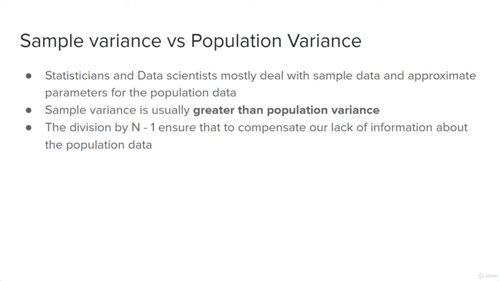So let's think about this intuitively. The population variance, it's a lot of data, so the variance should be larger than the sample variance, right? So if I calculate a sample variance, the next intuitive understanding would be, okay, the population variance should be larger than this sample variance. So the mathematicians and statisticians came up with this beautiful concept that instead of dividing it by n, we divide it by n minus 1, and it increases the variance to a certain value, and it compensates our lack of information about the population data.